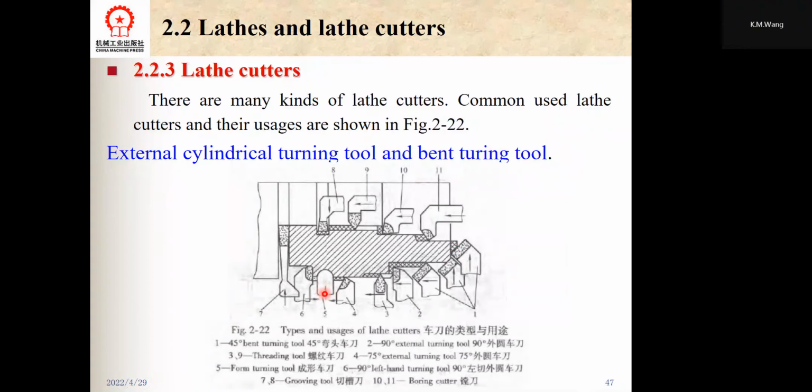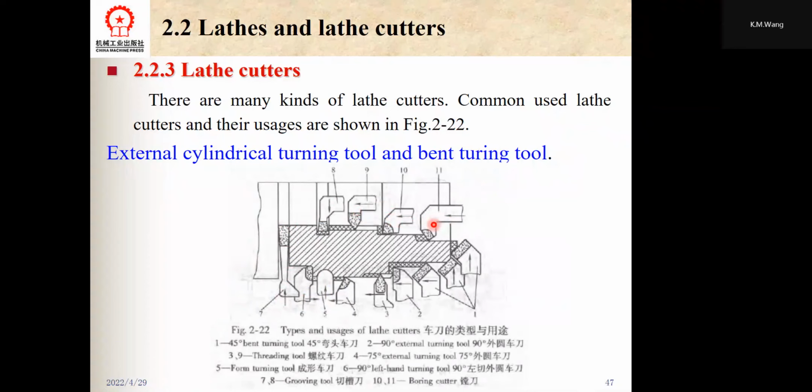And six is a 90-degree shaft turning tool, and eight, we can see that this is a grooving tool. Nine is a threading tool, and ten and eleven are boring cutters. These are different kinds of lathe cutters.